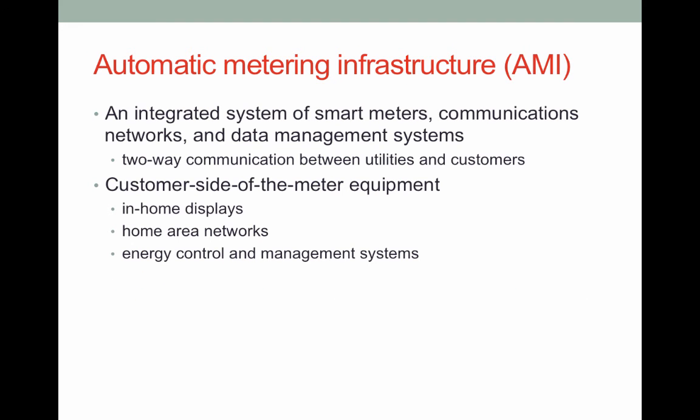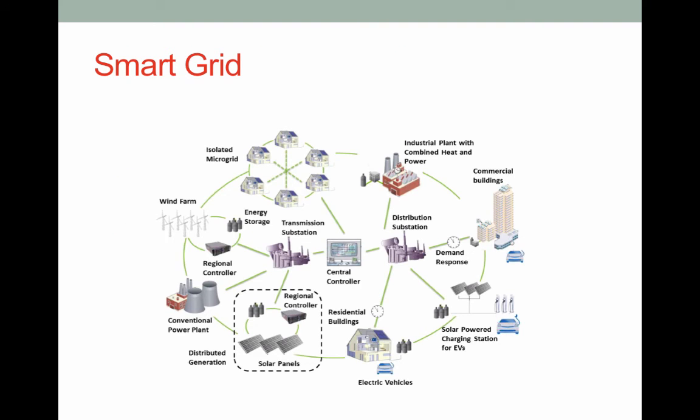Automatic metering infrastructure, AMI, refers to the integrated system of smart meters, communication networks, and data management systems. It includes smart meters and consumer-side equipment such as in-home displays, home area networks, energy automatic controls, and smart management systems. Smart grid is the integrated system that incorporates smart meters, AMI infrastructures, distributed generation, small renewable producers, central power plants, and end users from different sectors.